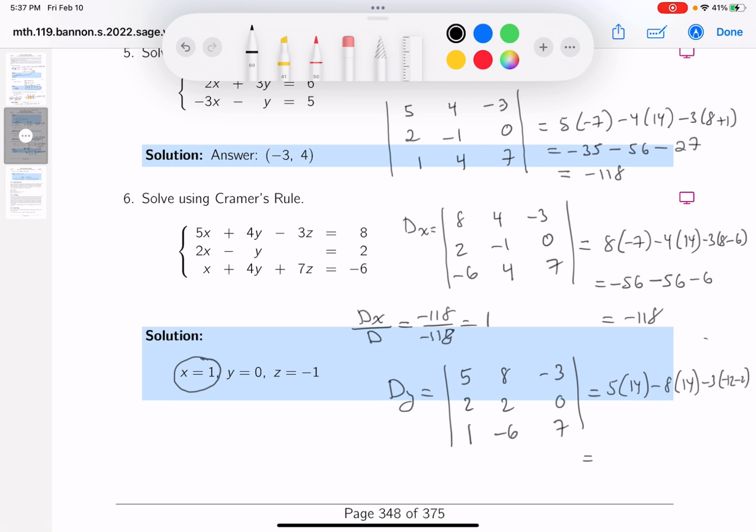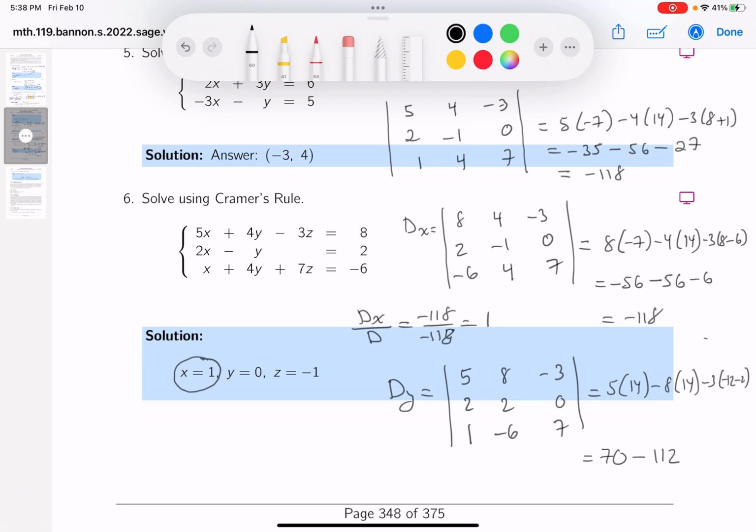2 times 7 is 14. I got the minus 8. 2 times 7 is 14. I did okay there. And then the minus 3. And that would be, oh, I see a mistake now. Oh, no, minus 12, I'm sorry. And then minus 2. Yeah, let's do it. So 5 times 14 is going to be 50 and 20, 70. Minus, let's see, 80, and then 32, so 112.